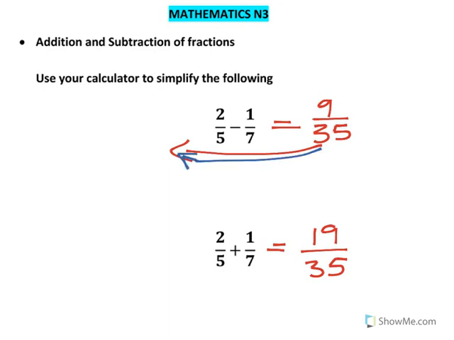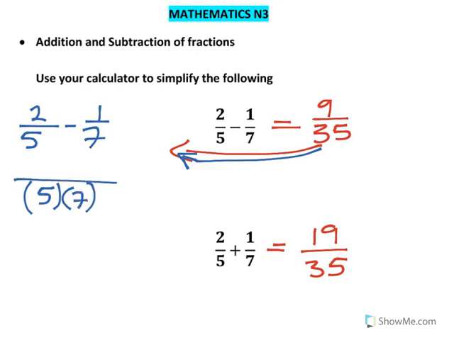Now let us look at the method. You can use this method if they say without using a calculator. You will have 2 over 5 minus 1 over 7. You can write the two numbers 5 and 7 in brackets. Then I will say 5 into these two numbers. Obviously 5 and 5 will cancel. Now you will remain with 7. 7 now times the top, which is 2. You put a bracket of 2 minus 7 into this whole thing.